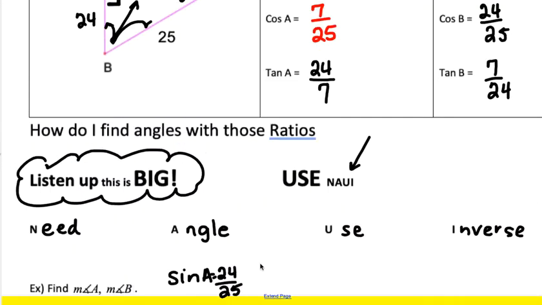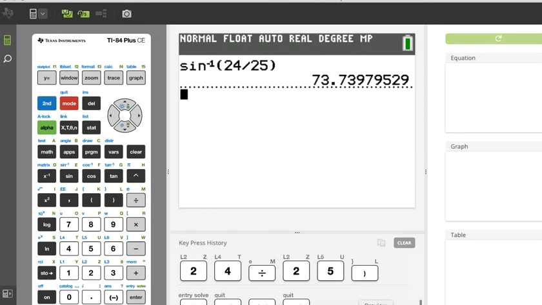All right, so let's write it exactly how we put it in. We put in sine -1 24 over 25. Now remember, it doesn't mean -1, it means inverse sine. And it gave us 73, what was it, 0.7? Yeah, 73.7 degrees.